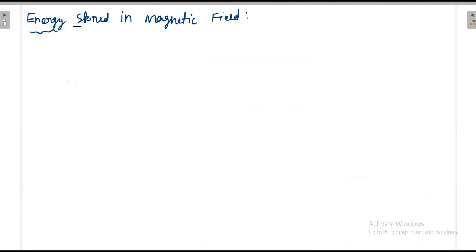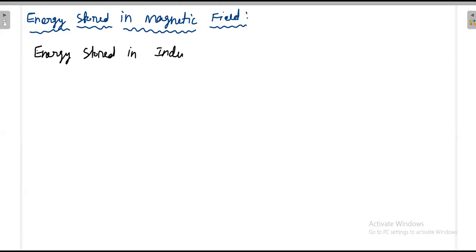Again, you know that the inductor works on the principle of magnetic field. Similarly, the capacitor works on the principle of electric field. First of all, what is the energy stored in the inductor? Energy stored in the inductor is equal to 1 by 2 L i square.